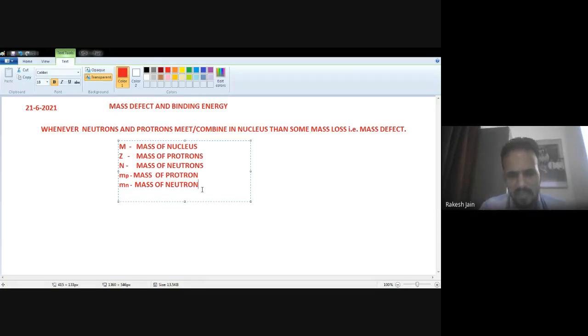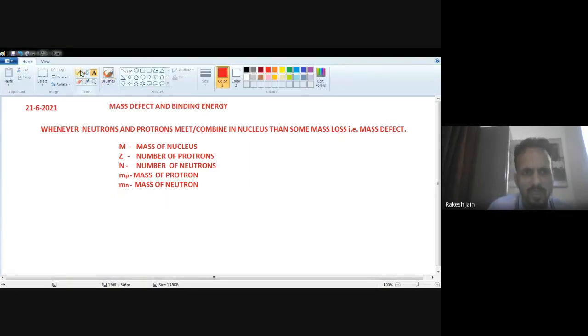And this capital M is the mass of nucleus, Z is the number of protons, capital N is the number of neutrons, Mp is the mass of proton, and Mn is the mass of neutron.